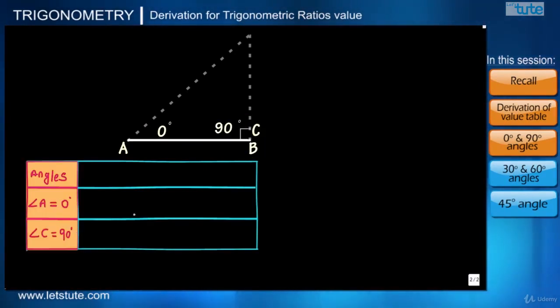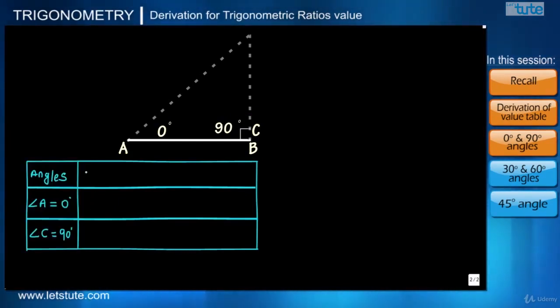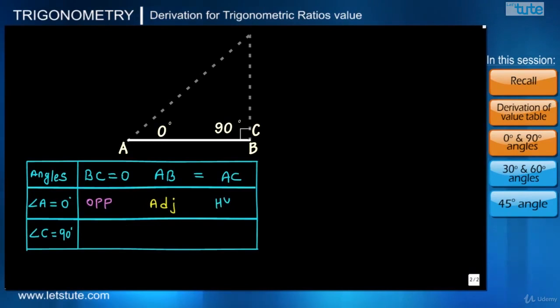So this was all about the angles. Now if we observe the sides, when angle A is 0, side BC totally disappears, that is equal to 0. AB and AC overlap, that is they are equal. So this is what will happen when we think of having an angle of 0 and 90 degrees in a right angle triangle. So if we concentrate first on the 0 degree angle and on the sides, then side BC is opposite side, AB is adjacent side and AC is hypotenuse.